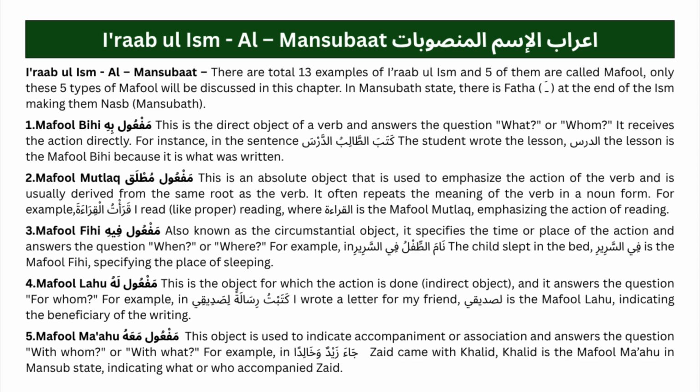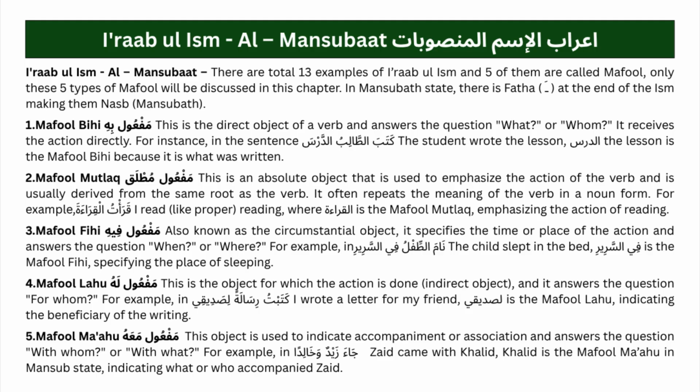The page begins by reminding us that there are many examples of Iraab al-Ism, and among them there is a group called maf'ul. In this chapter, only 5 types of maf'ul will be discussed. The key grammatical sign of the Mansub state is that the noun usually ends with a fatha, and because of that, it is called nasab or mansub. Now let us go through the 5 types carefully, one by one.